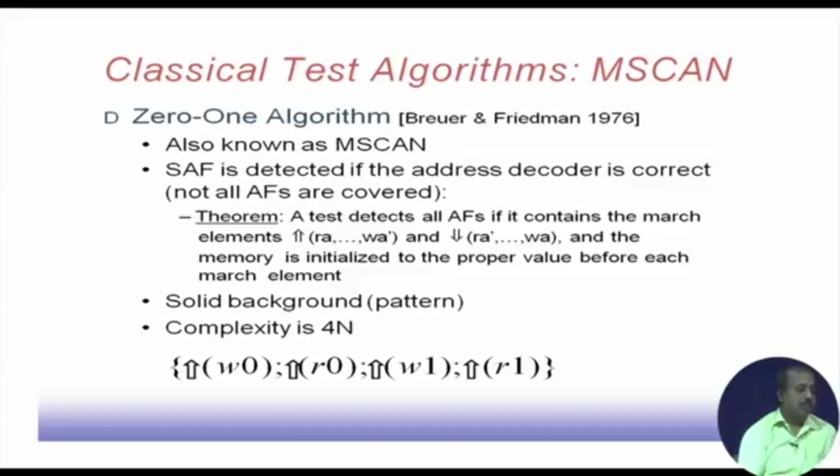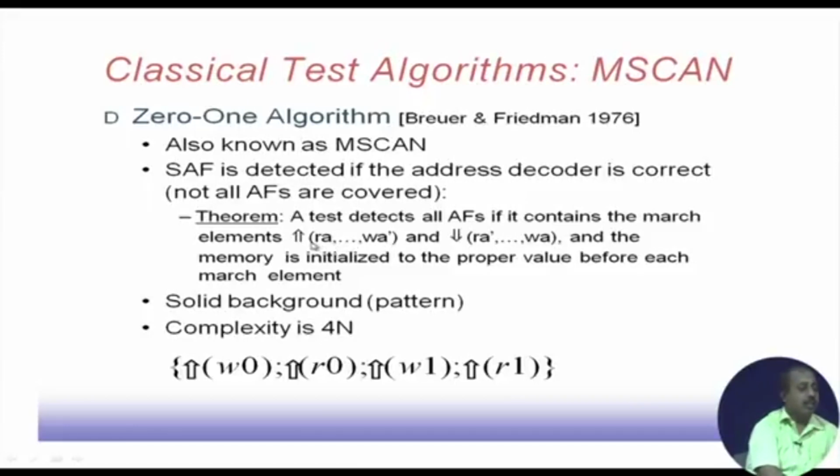There is a theorem that says that a test will detect the address faults if it contains the march elements in this way: in the increasing order, read A and write A dash. So, A and A dash are complementary to each other. If A is 0, then A dash will be 1, and vice versa, if A is 1, A dash will be 0.